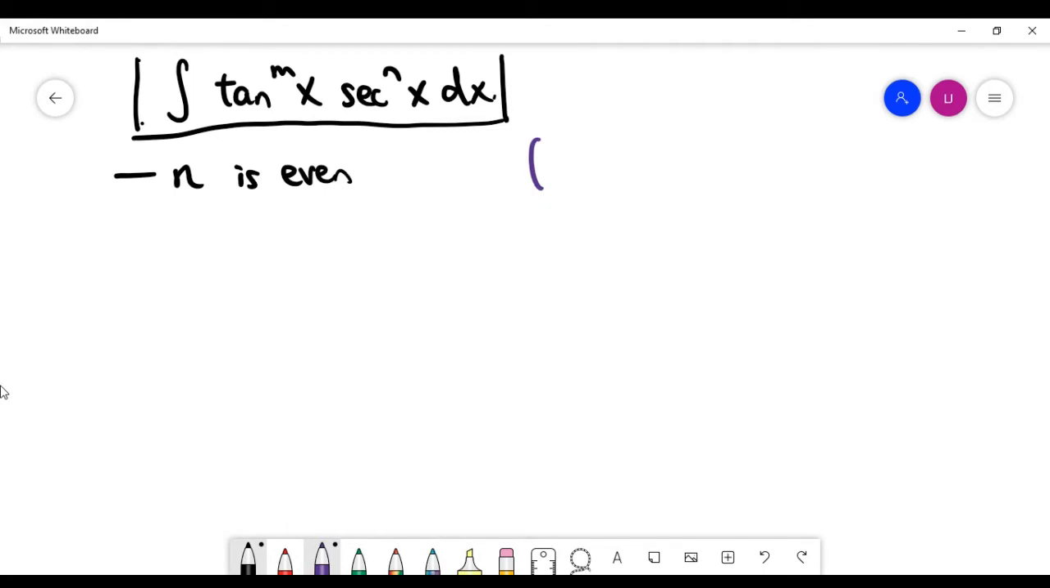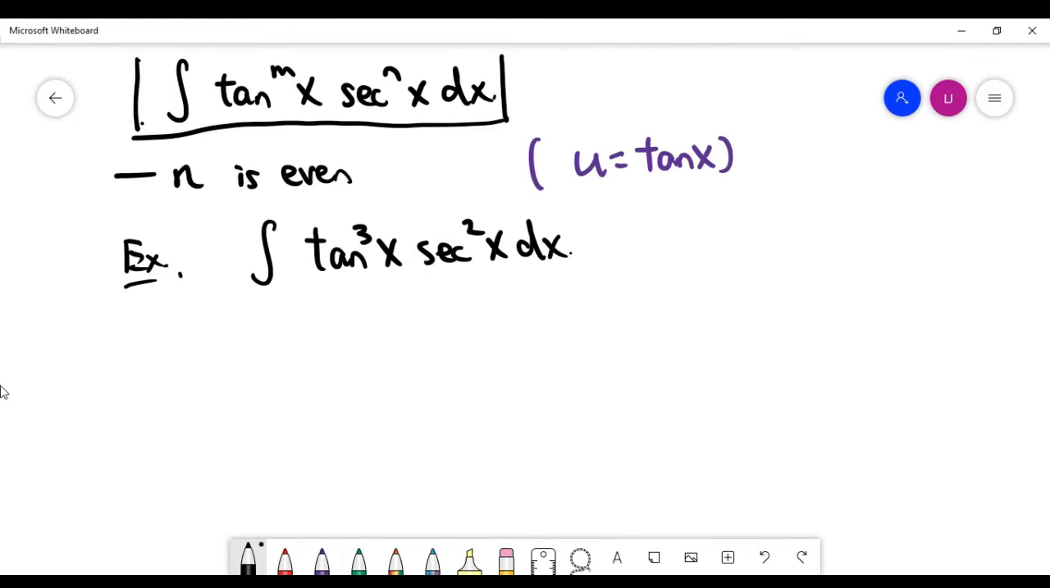The fact is that we always have to use the u substitution now, and u is gonna be tangent x in this case. Let's see why it works. Let's look at an example together. So please look at the current example where we have the power of tangent x to be 3 and the power of secant x to be 2, and it satisfies our criterion. You see, because we don't care about the power of tangent, we only care about the power of secant, which is 2. Of course, 2 is even. I claim that we can use u equals tangent x, right?